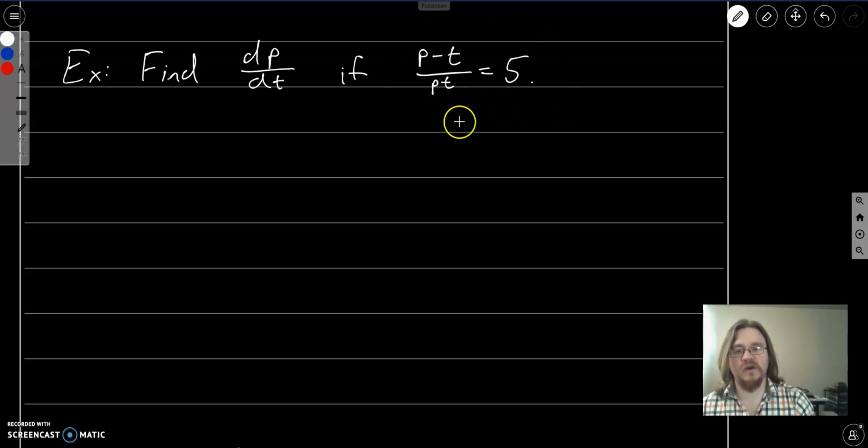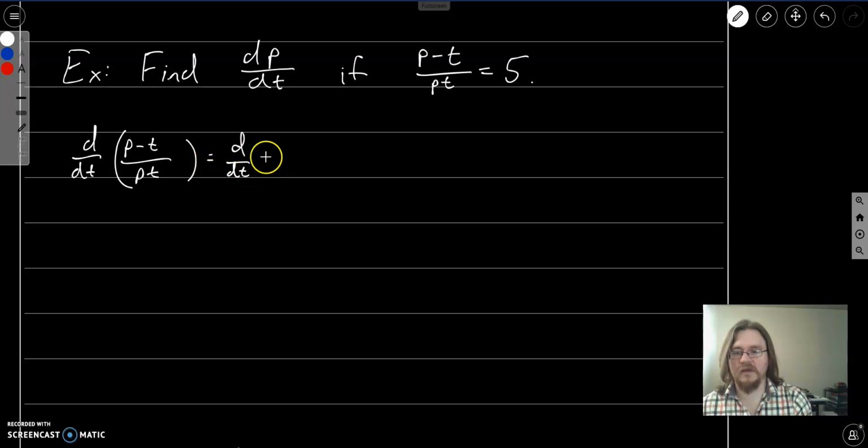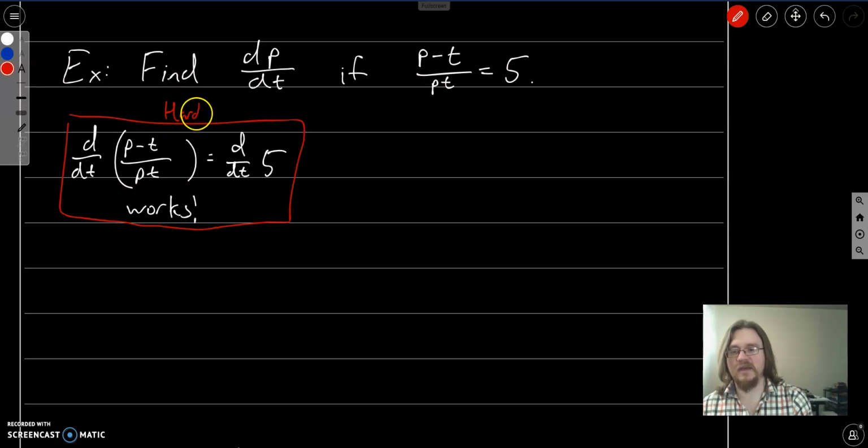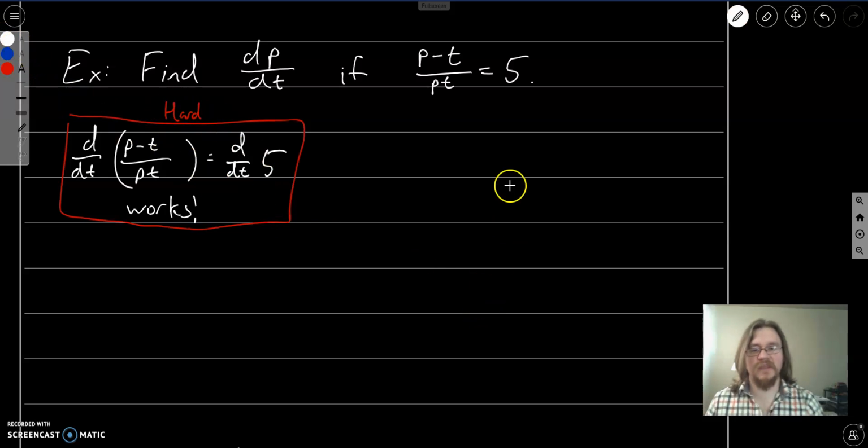So in the past, when we've been using implicit differentiation, what we would normally do is we would just try to differentiate both sides. And this would absolutely work. There's no problems with it. However, it's harder than it needs to be, because over here I've got a fraction and then I'd have to use the quotient rule. So I'll say that this is hard. And there's in fact an easier way.